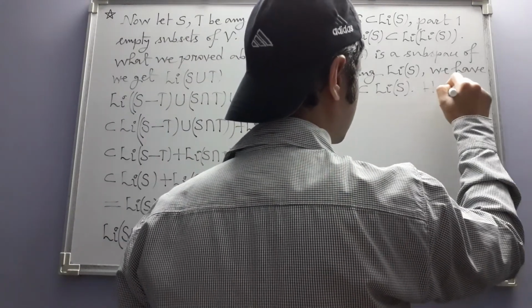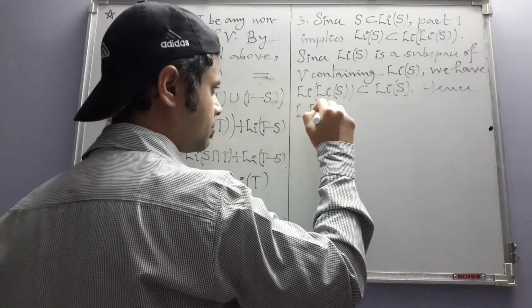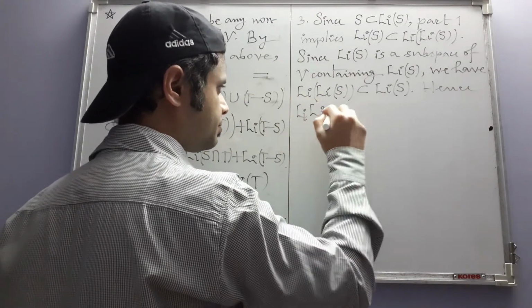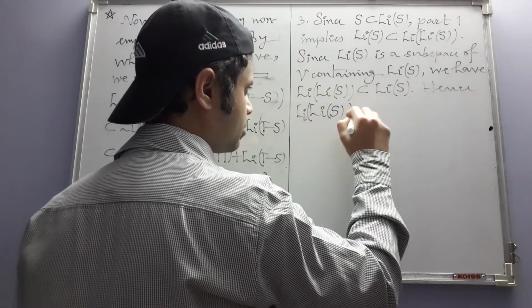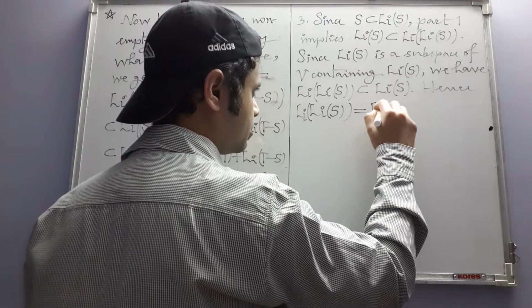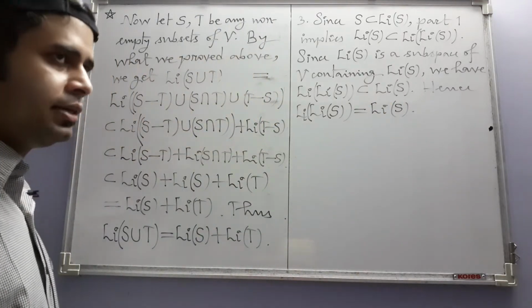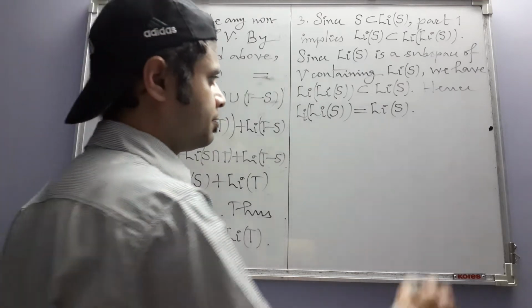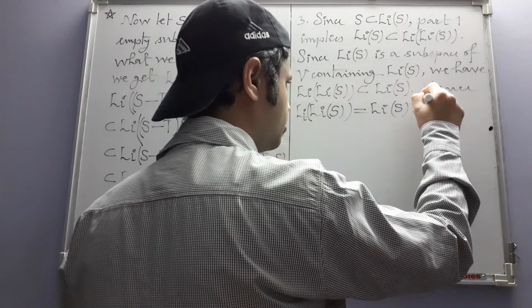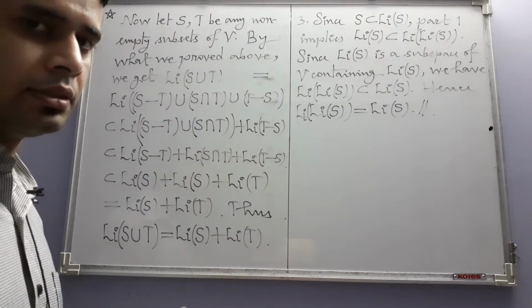Hence, you consider the linear span of a subset once, that is enough. Again, if you take another linear span, you don't get anything new. So this completes the proof of our lemma that we have written.